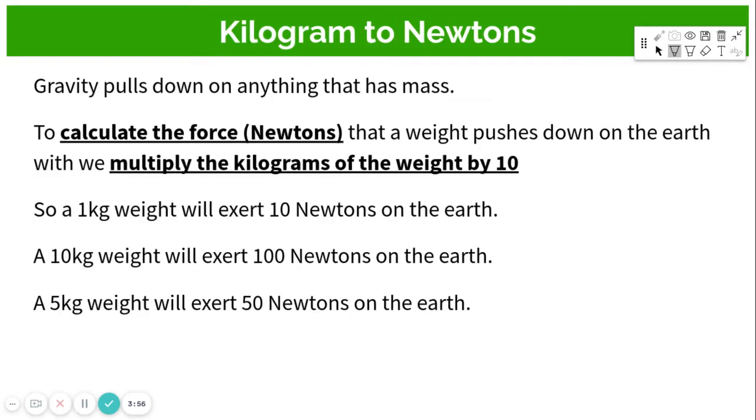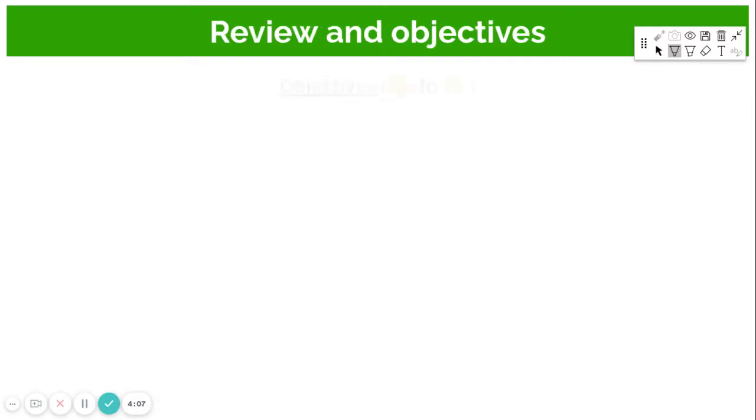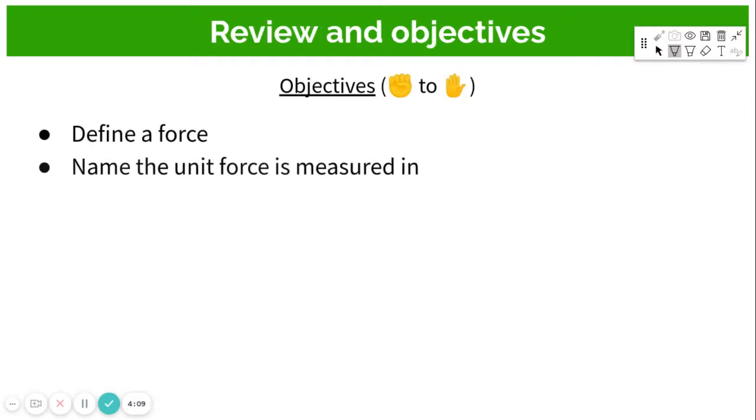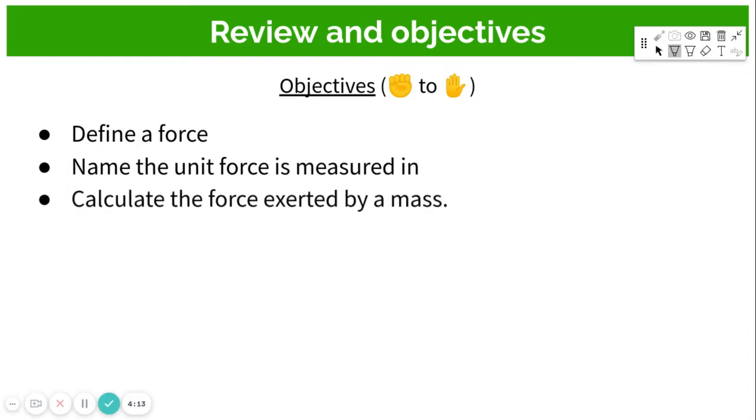So in your notes, I've provided a space for all of this. What I'd like you guys to do is write down how you convert and write down the answers to the questions there. And then I gave you a few more just to practice on in your notes, okay? So right now you should be able to define a force, name the unit force is measured in, and calculate the force exerted by a mass.